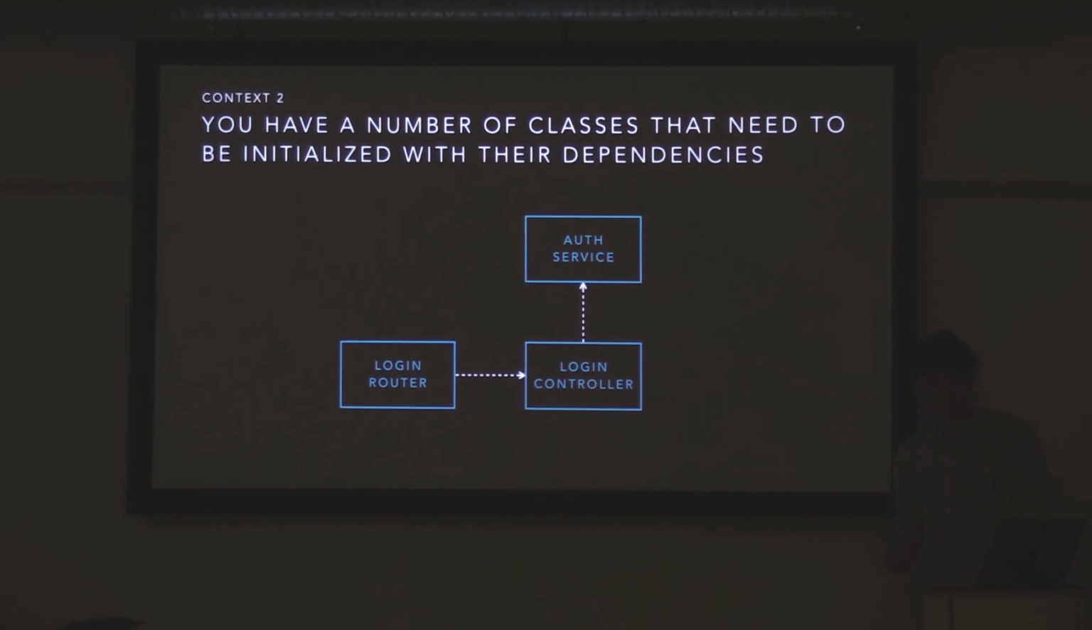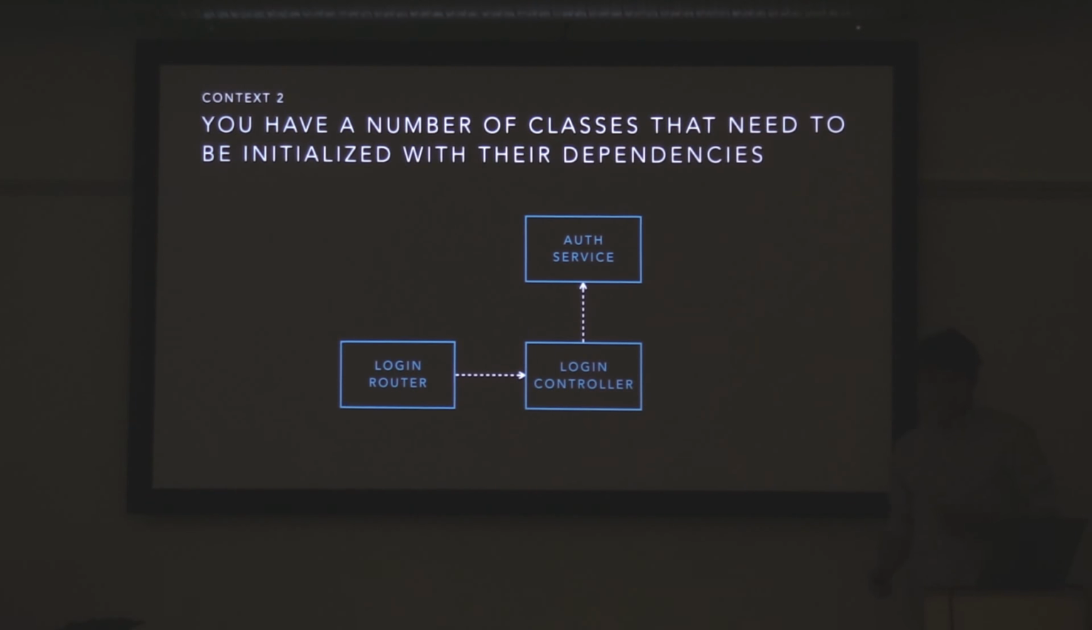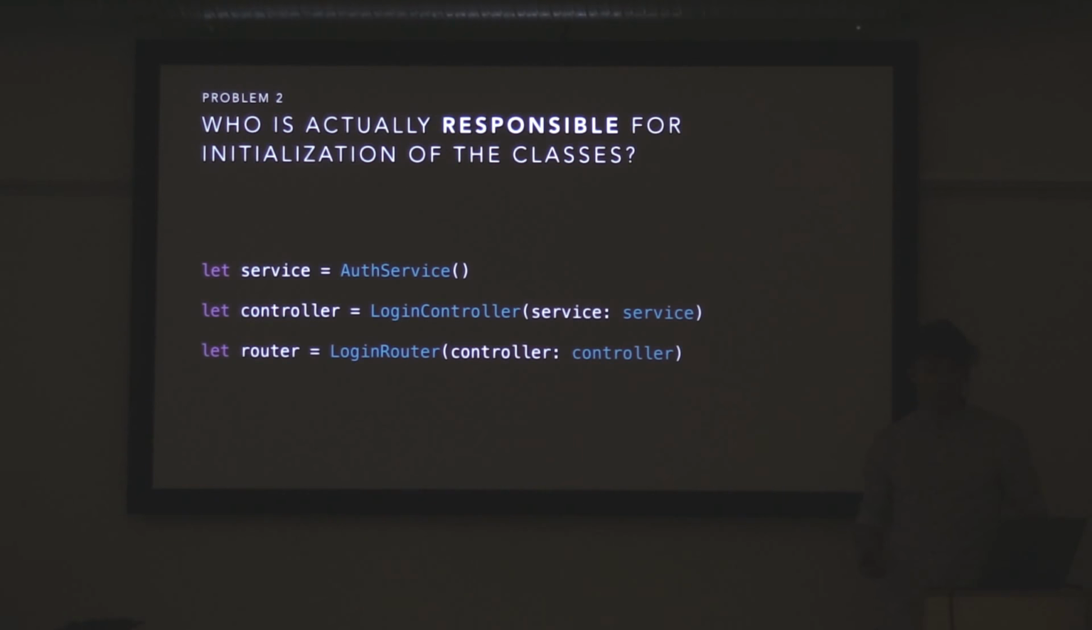So let's move to the technique 2. The context of technique 2 is now you have a number of classes. All of them depend on someone. And the question is, who actually initializes them? So I just said that you shouldn't be initializing directly. But someone has to initialize them.